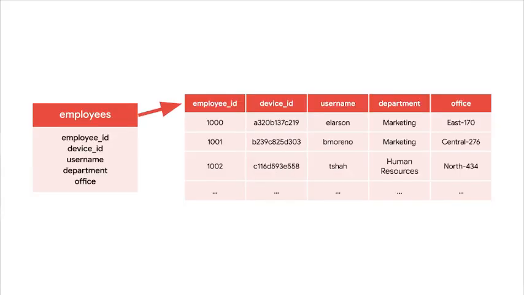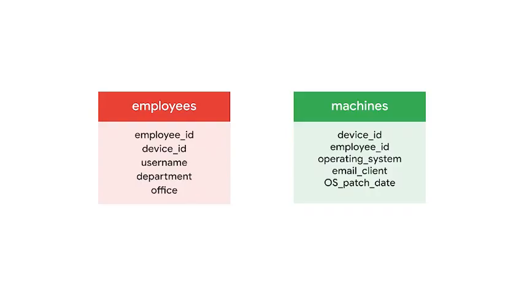In addition, tables contain rows, also called records. Rows are filled with specific data related to the columns in the table. For example, our first row is a record for an employee whose ID is 1000 and who works in the marketing department. Relational databases often have multiple tables. Consider an example where we have two tables from a larger database, one with employees of the company and another with machines given to those employees.